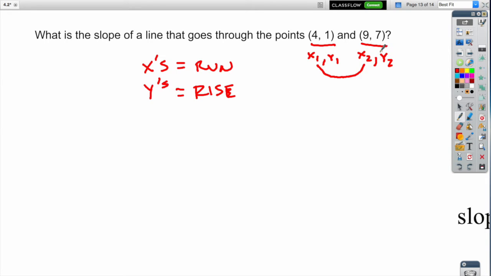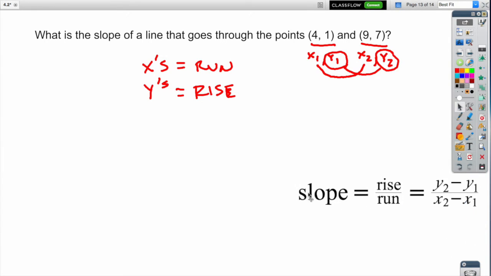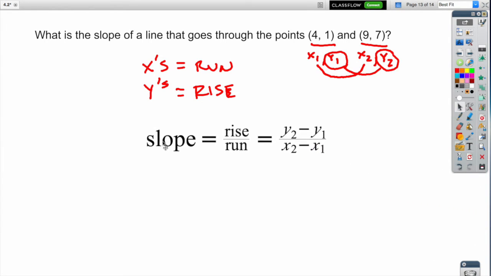Okay. To find the rise, we'd look at the y coordinates. The y coordinate I end up at minus the y coordinate I started at. All right, and so somebody put all this into a formula. Slope, which is rise over run, just becomes this. Rise, since it's on top, and since the y's control rise, we put those on the top of our formula. y2 minus y1.